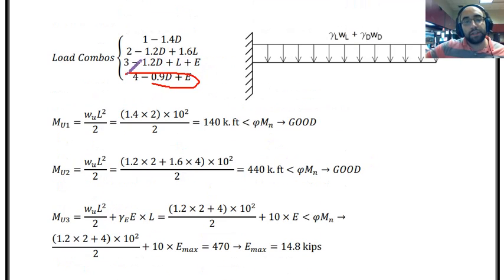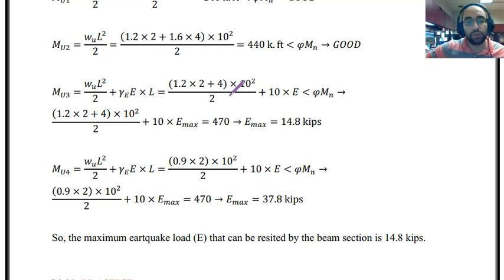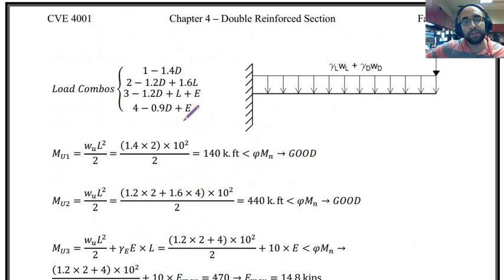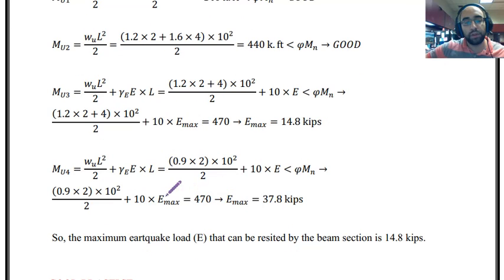Now I have to consider the last load combination, which is just 0.9 dead and earthquake. It is just based on dead and earthquake load. So I'm going to calculate the moment. This time the distributed load will be just based on 0.9 dead. As you can see, it is over here. And as you can see, the factor for earthquake load is equal to 1. So the moment because of that point load will be just lambda E multiplied by L.